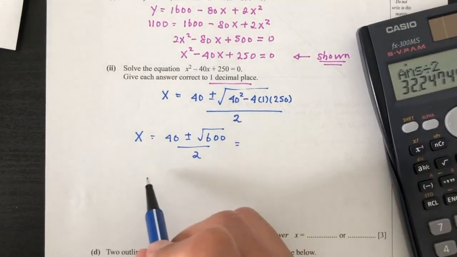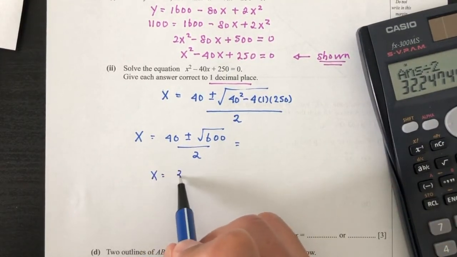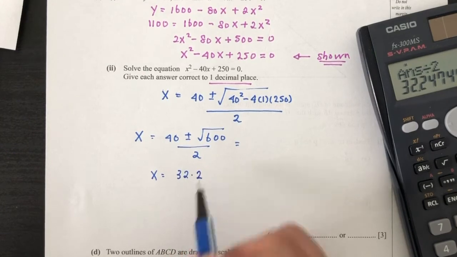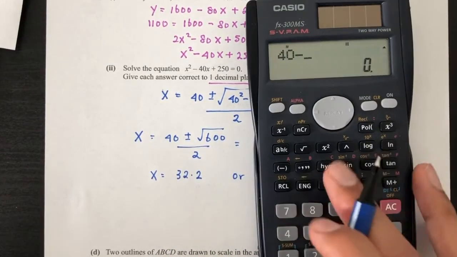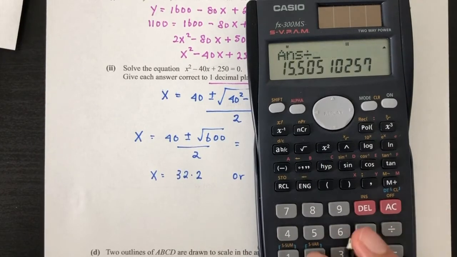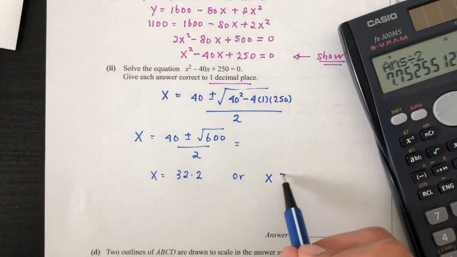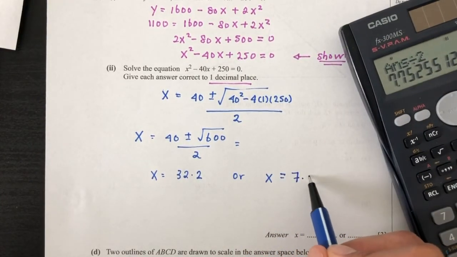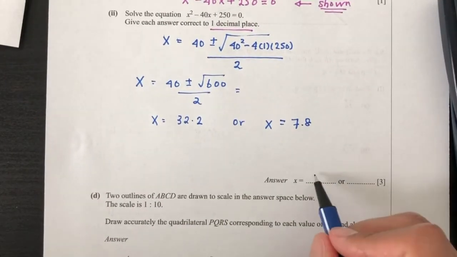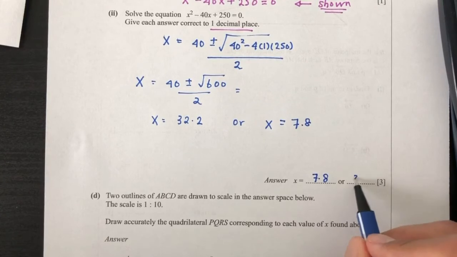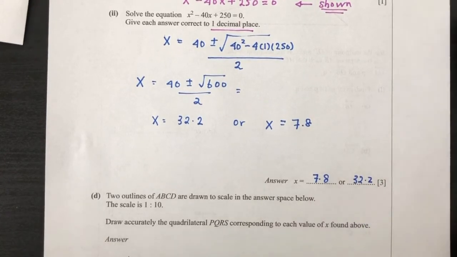40 plus root of 600 divided by 2, the first one is 32.2. Or it can be 40 minus root of 600 divided by 2. That will be 7.8, correct to 1 decimal place. So the values are 7.8 and 32.2.